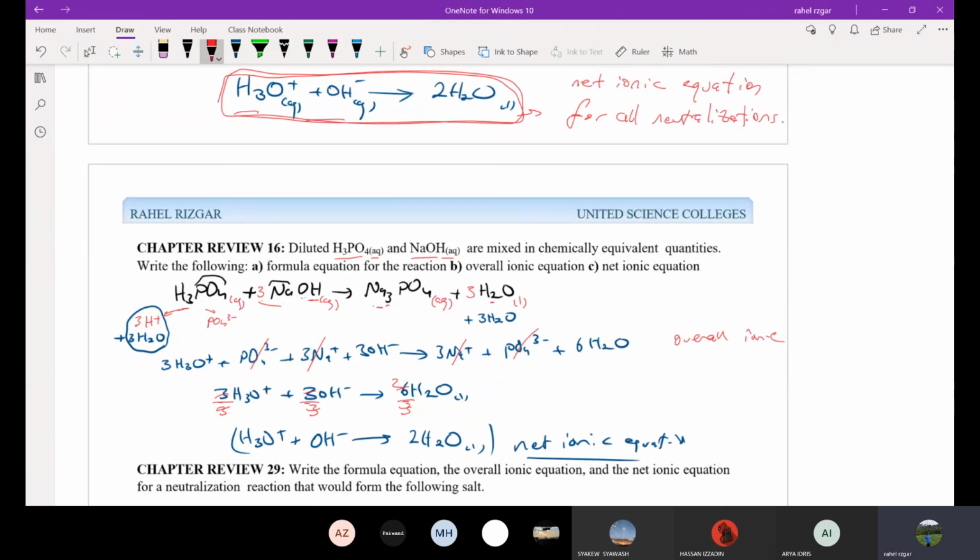If you want to, you can write it in Kurdish. Same net ionic equation, as long as the salt is soluble.